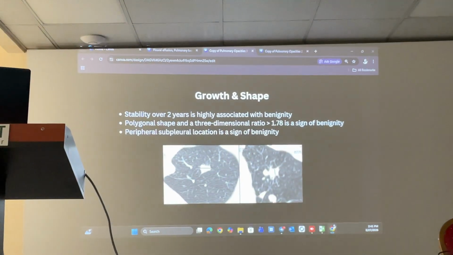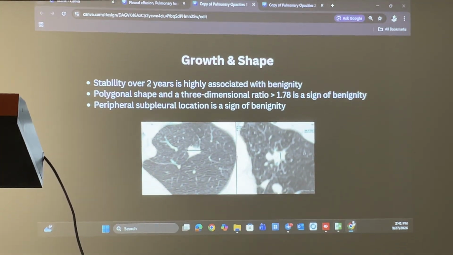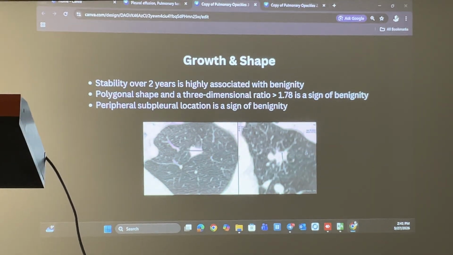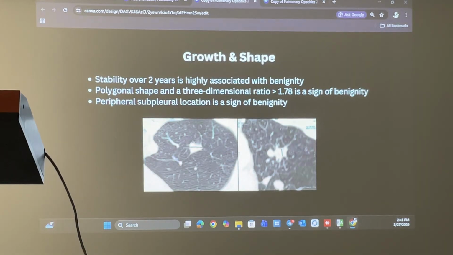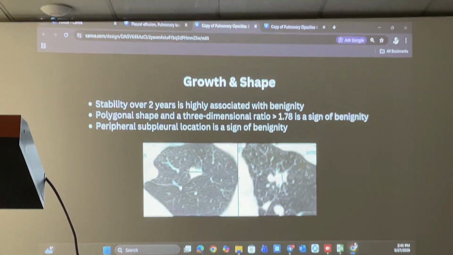Then you should look at the growth and shape. Comparison with prior imaging studies is often the most useful procedure to determine the importance of the finding of the solitary pulmonary nodule, since stability over 2 years is highly associated with benign.